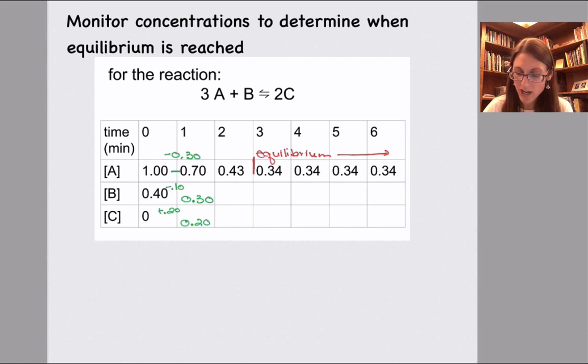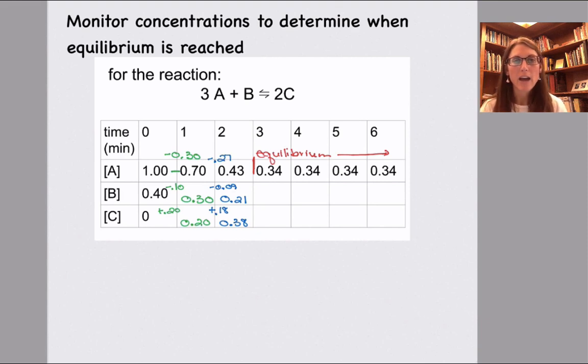If I look at the next minute, I see that the change in A is minus 0.27. And so the change in B will be minus 0.09, 1/3 as much of A. And then the change for C will be 2/3, so plus 0.18. And so that means that at 2 minutes, the concentrations are 0.21 and 0.38 for B and C respectively. Going from the second minute to the third minute, I see that my change for A was minus 0.09. And so that's going to make the change in B 1/3 that amount, so minus 0.03. And then the change in C twice that amount, so plus 0.06. And that means that what I have after 3 minutes is 0.18 molar for B and 0.44 molar for C.